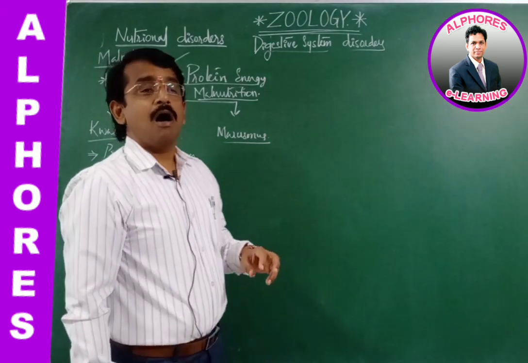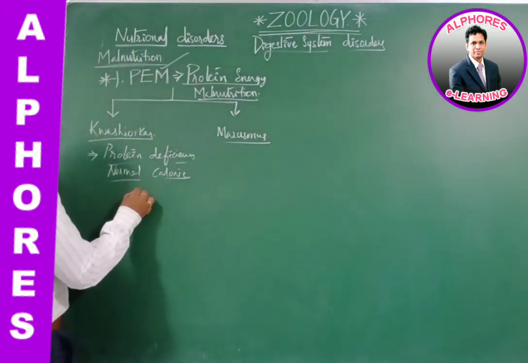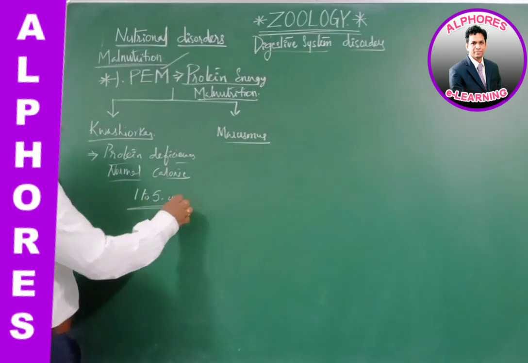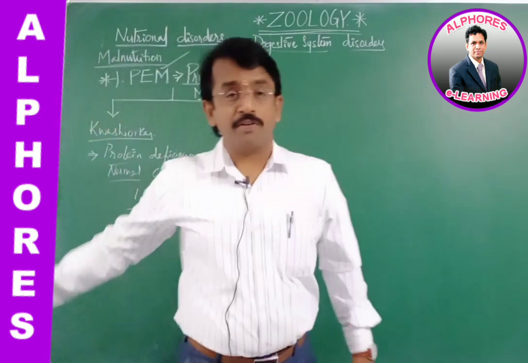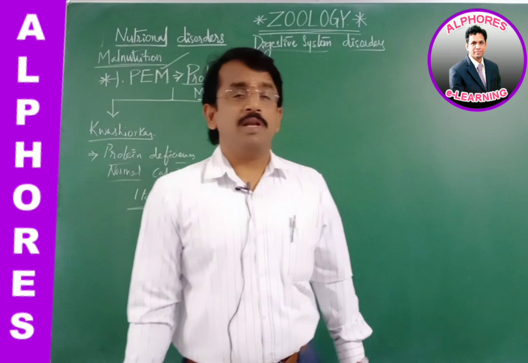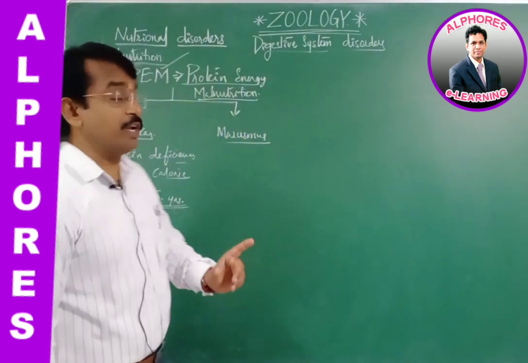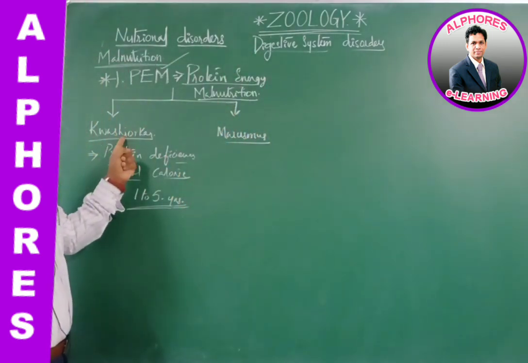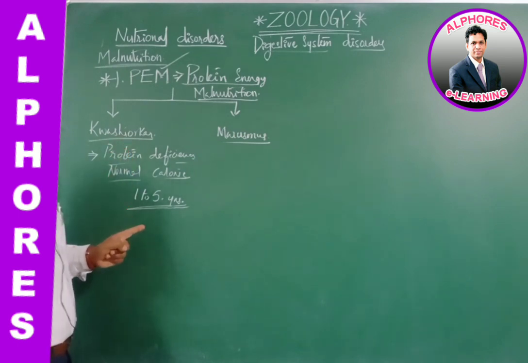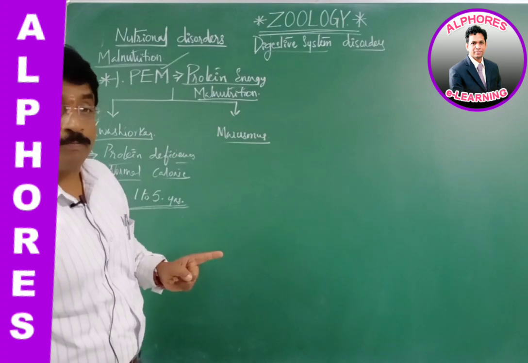Children of 1 to 5 years of age suffer more from kwashiorkor. Normal intake of calories but protein deficiency results in kwashiorkor. This happens with children of 1 to 5 years.